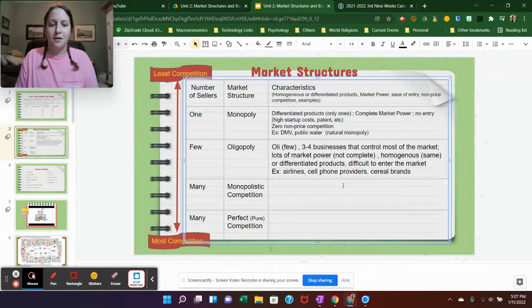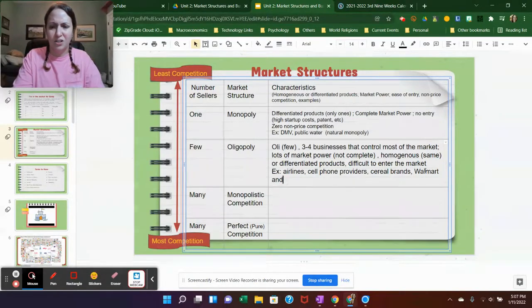Okay. Most businesses that you've heard of also fall under oligopoly. Hello, Walmart and Target. If that's not an example of an oligopoly, I don't know what is, because it's literally Walmart, Target. Those are the really big ones when it comes to super centers. Those are the really big examples.